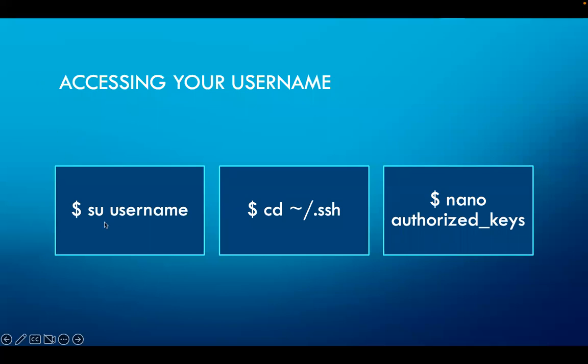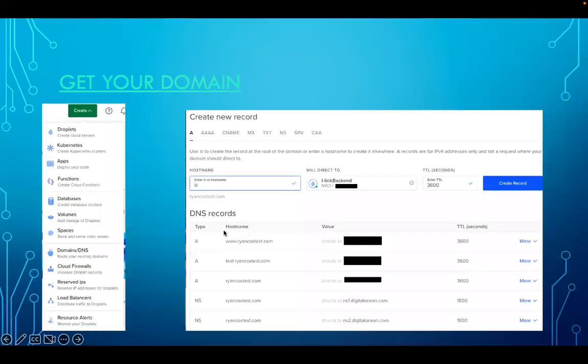Next thing you'll want to do is log into your username and cd into your SSH folder. It's pretty straightforward. If it doesn't exist, you can make the directory and then use whatever text editor you want. I use Nano just because it's super straightforward, but a lot of people like Vim. Go into the authorized keys and add that public key that you added on your droplet. That way your computer can log in. So you can log in using your username at the IP address instead of SSHing with the root.